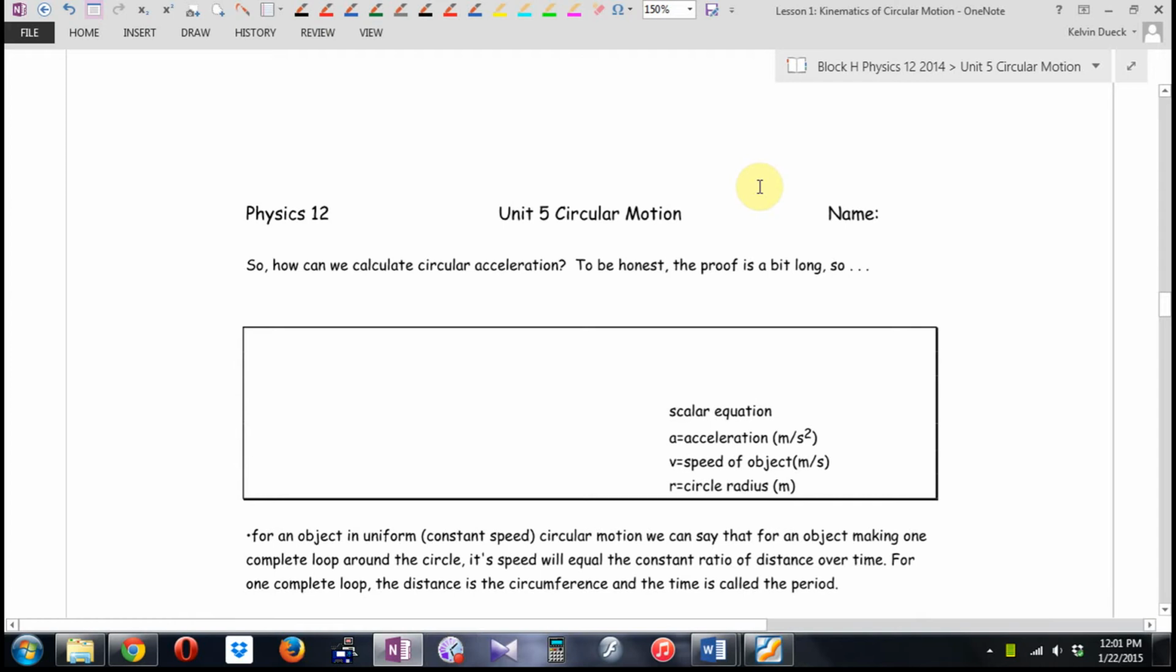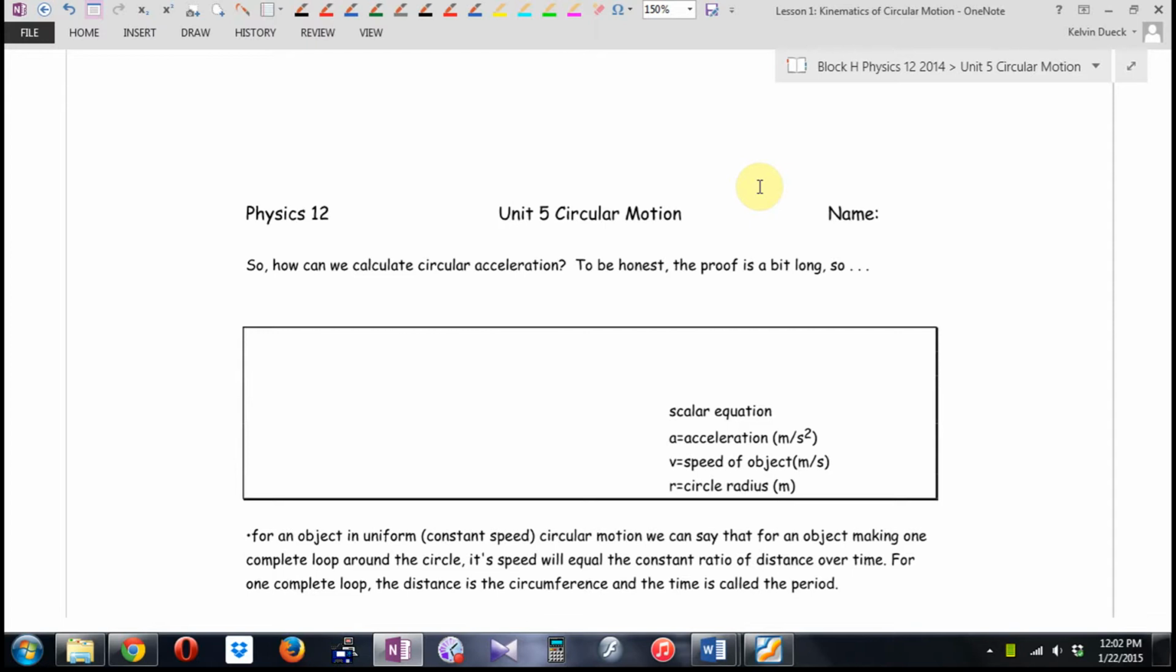Formula sheet. So you're going to be getting your first couple of new equations. How do we calculate circular acceleration? To be perfectly frank, as much as I love to give you algebraic proofs, this one's a little long and ugly and cumbersome. So I'm going to do something I normally don't do. I'm just going to give it to you.